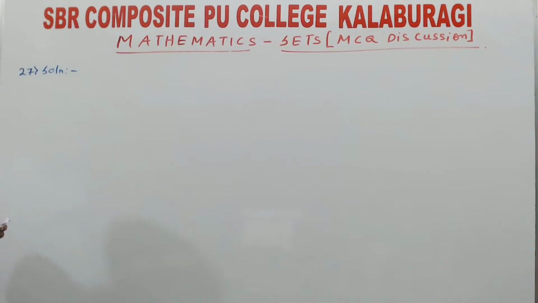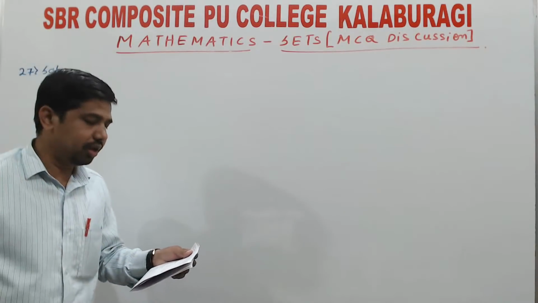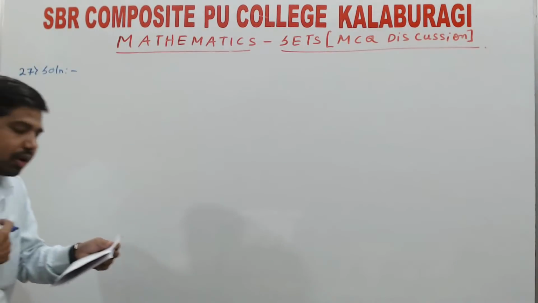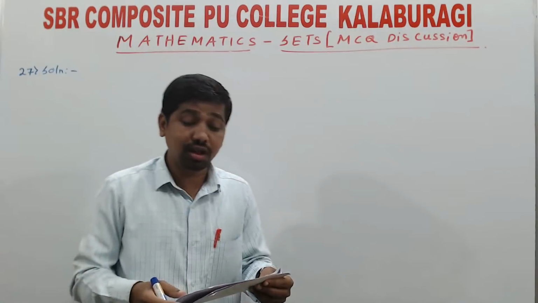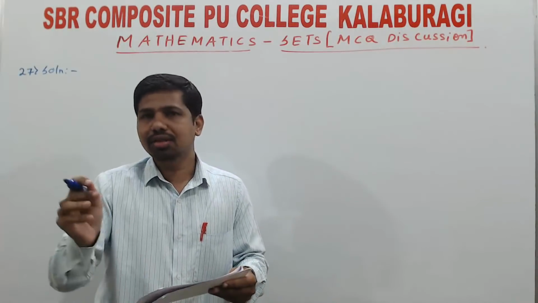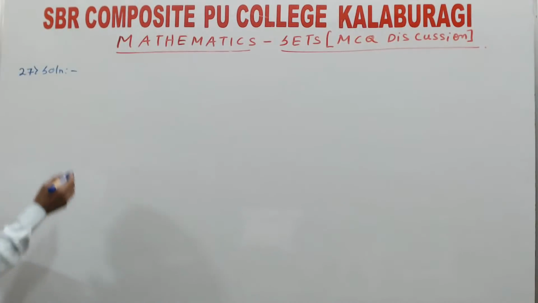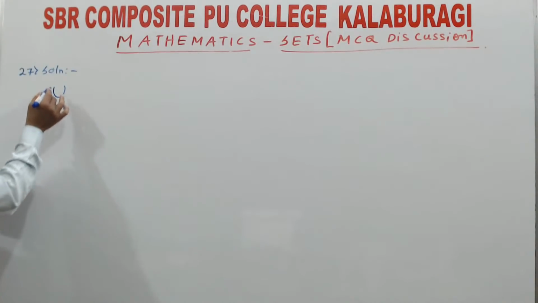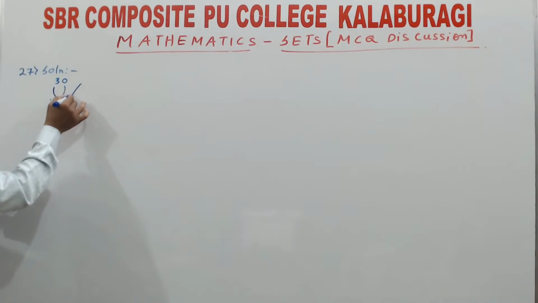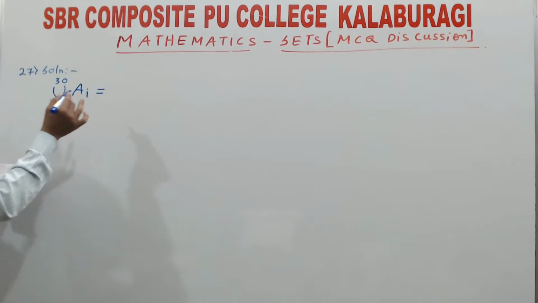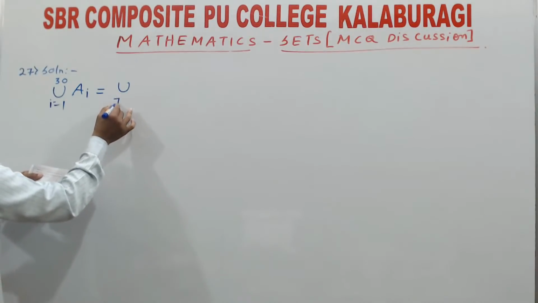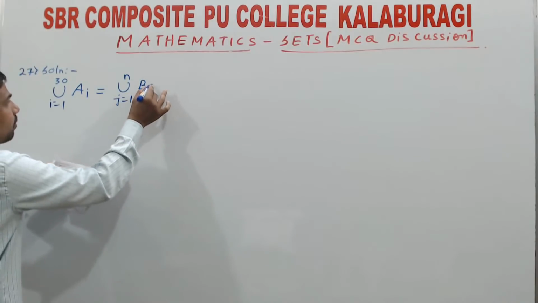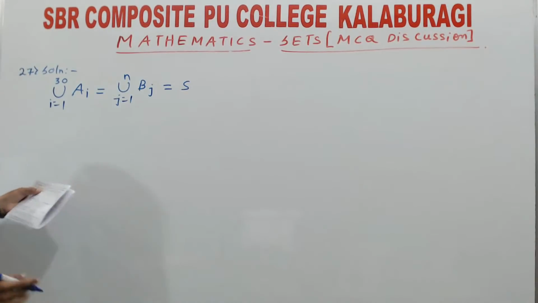Suppose A1, A2, A3 up to A30, 30 sets are there, each having 5 elements, and B1, B2, B3, up to Bn, n number of sets are there, each having 3 elements. Let the union of Ai, i runs from 1 to 30, be equal to the union of Bj, j runs from 1 to n, equal to S, right?